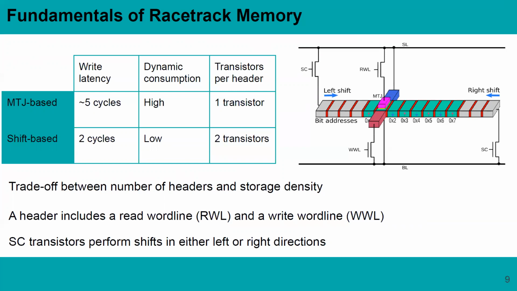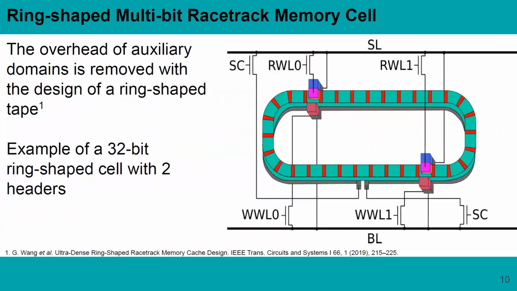The figure on the right shows the involved transistors in read, write, and shift operations. Reads and writes are controlled by read wordline and write wordline transistors, whereas shifts are performed through the SC transistors. Recently, ring-shaped racetracks have been proposed to eliminate the overhead of auxiliary domains. In this example, a 32-bit ring-shaped racetrack includes 2 headers, each of them with the pair of read and write wordline transistors.